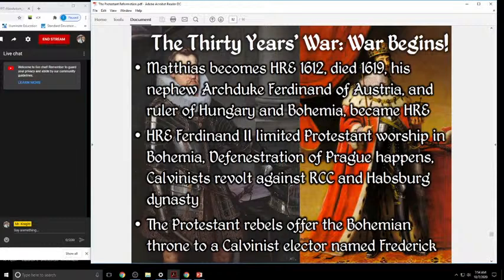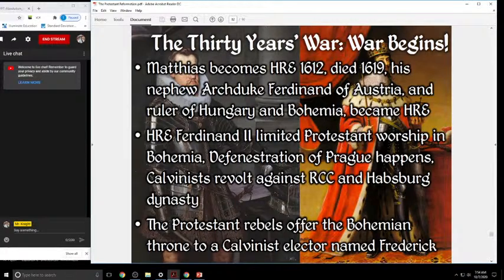So the Protestant rebels offer the Bohemian throne. Bohemia is a state within the Holy Roman Empire. The Protestant rebels offer the Bohemian throne to a Calvinist elector by the name of Frederick. Okay, so he's a noble, and Frederick is a Calvinist.